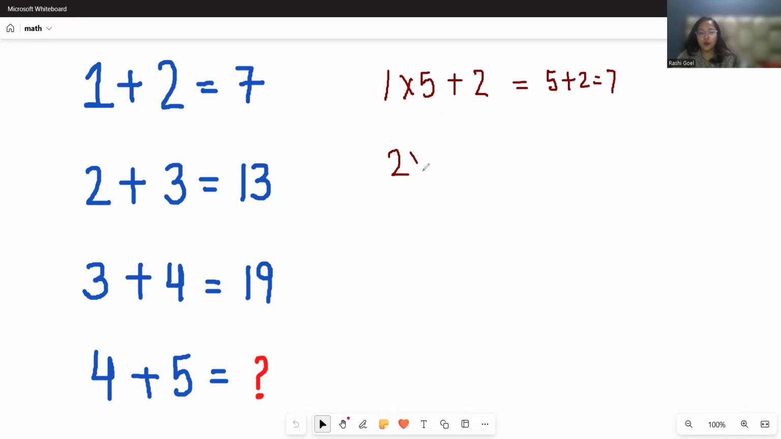Now 2 multiplied by 5 and then add the next digit, that is 3. 2 multiplied by 5 is 10, then add 3 is 13. So what's the logic? Multiply the first term by 5 and then add the next term.